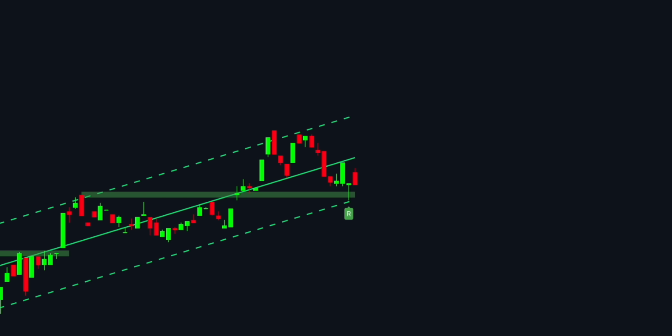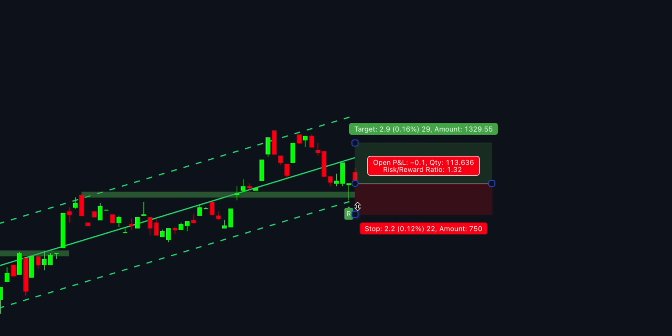When looking to buy, the following criteria should be in place. First, the indicator must produce a buy signal. Second, the channel must be green or bullish. Lastly, the price must be below the middle line. Once these conditions are met, open a long trade at the close of the candlestick.